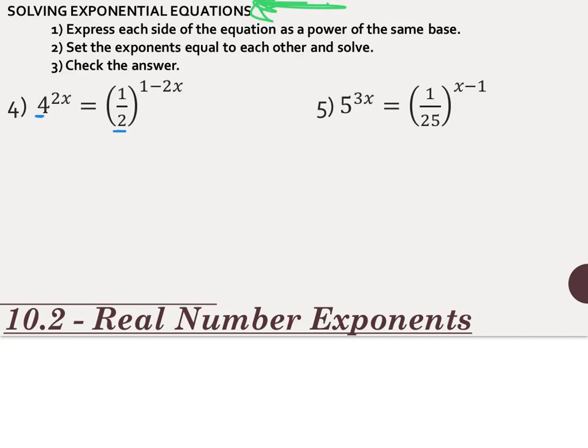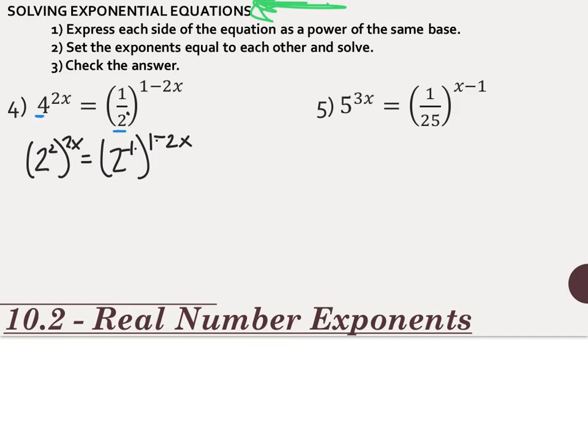4 and a half both have the number 2 in common, and so 4 we know is actually just 2 to the second power. And so all I did was change 4 to 2 to the second power. And then 1/2 is really just 2 to the negative 1 power. Because remember, 2 has a secret 1 right there, and then if you move him up, he becomes negative.